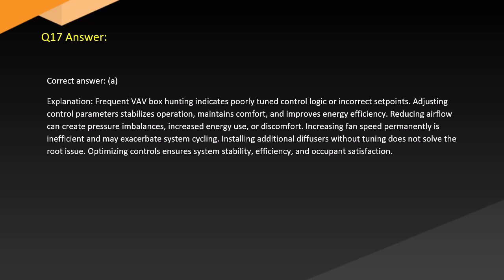Answer. Correct answer: A. Explanation. Frequent VAV box hunting indicates poorly tuned control logic or incorrect set points. Adjusting control parameters stabilizes operation, maintains comfort, and improves energy efficiency. Reducing airflow can create pressure imbalances, increased energy use, or discomfort. Increasing fan speed permanently is inefficient and may exacerbate system cycling. Installing additional diffusers without tuning does not solve the root issue. Optimizing controls ensures system stability, efficiency, and occupant satisfaction.